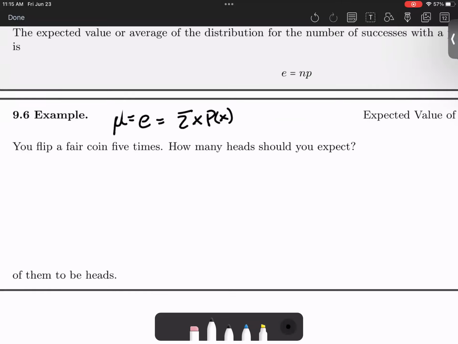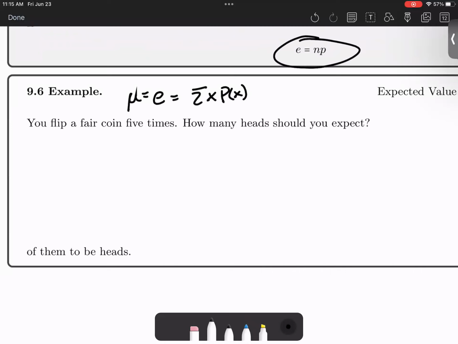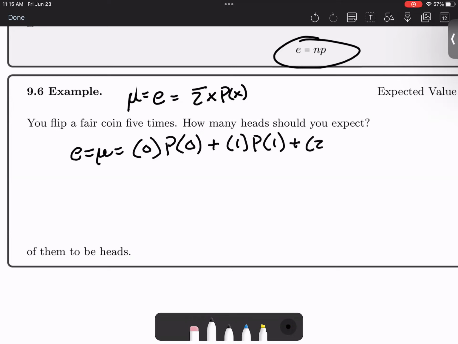So before we get into our special case for the binomial distribution, this is the definition that you would use for any distribution. If we flip a fair coin 5 times, how many heads would we expect? So we're counting the number of heads. So the expected value, or the average, you could have 0 heads, and then you would need to multiply by the probability of having 0 heads. And you would add to that, you could have 1 head, and then multiply by the probability of having 1 head, right? We've seen the expected value equation several times at this point.